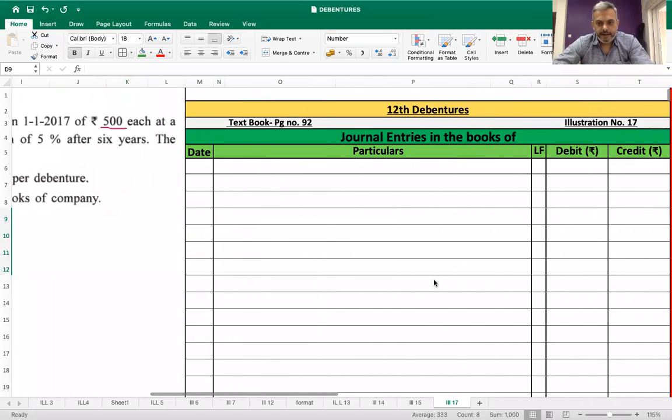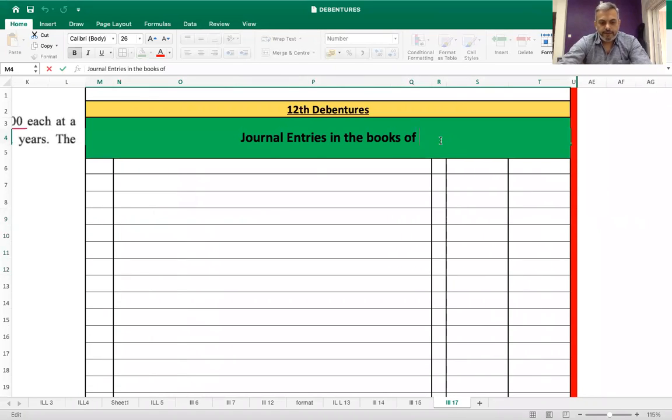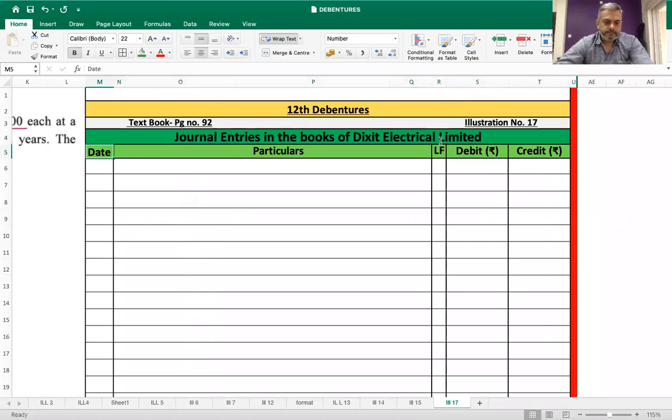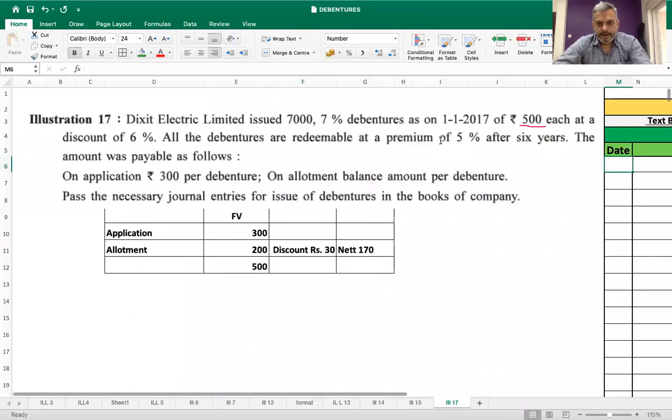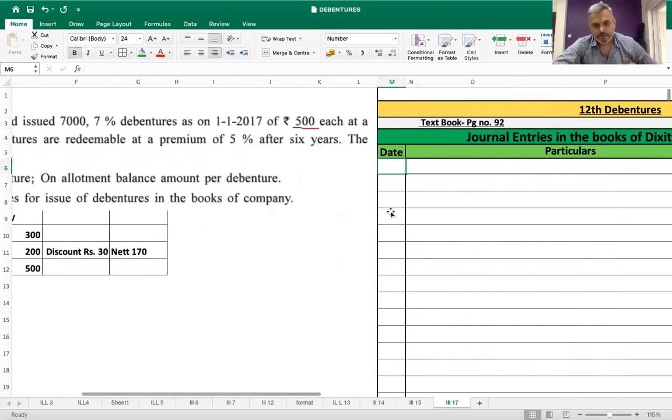Now write the heading: journal entries in the books of Dixit Electrical Limited. Now again dates are given, so we have to write the dates, and here we have to write journal entries only for issue of debentures. We have to write entry only for issue. We don't have to write anything for redemption.